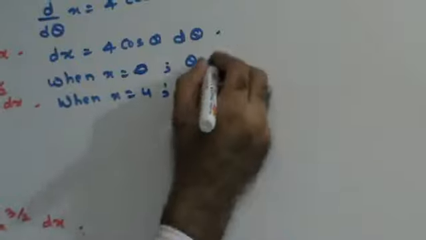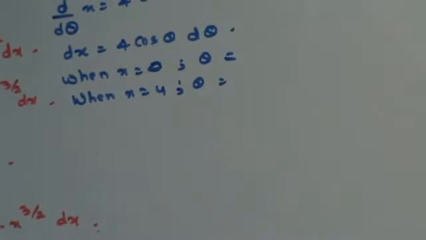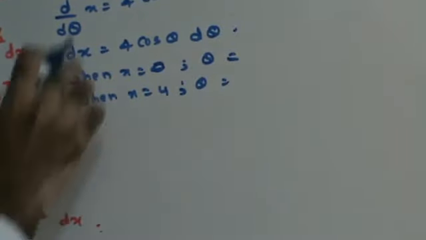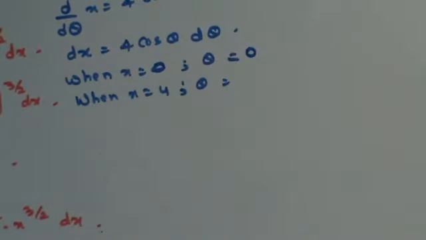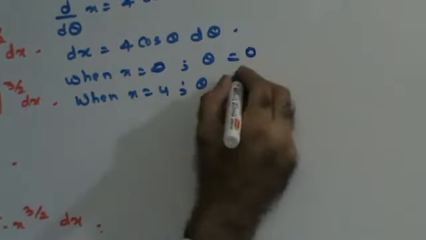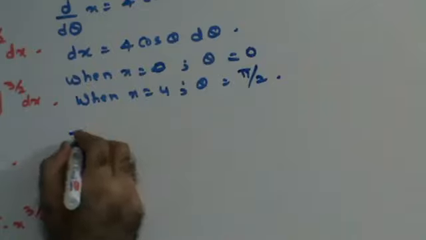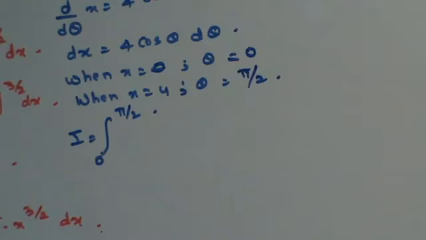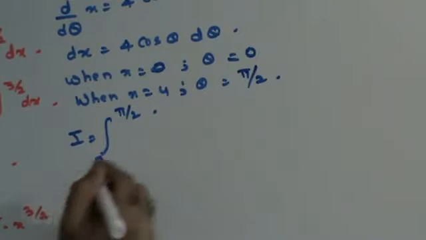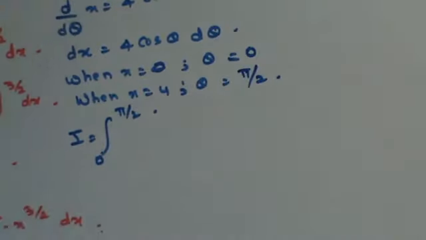Theta is equal to, now when x is equal to 0, sine theta is 0. So in that case theta is 0. And when x is equal to 4, you will get sine theta as 1. Sine theta 1 is nothing but 90 degrees. So I can therefore say that I is integral of 0 to pi by 2. Instead of writing 0 to 4, for 0 the limit is 0, for 4 the limit is theta equal to pi by 2. I have to substitute the limits of x with theta.